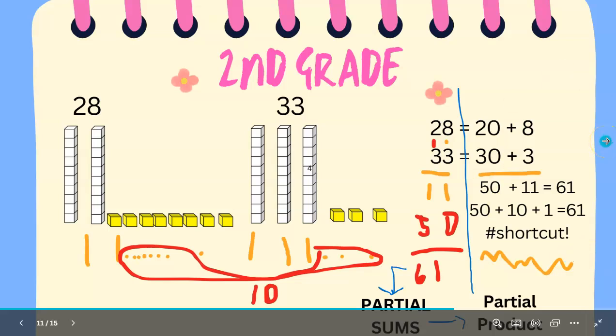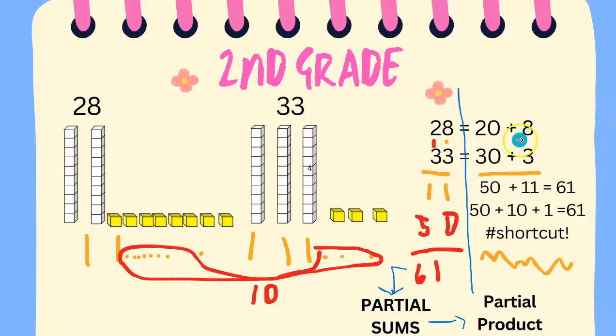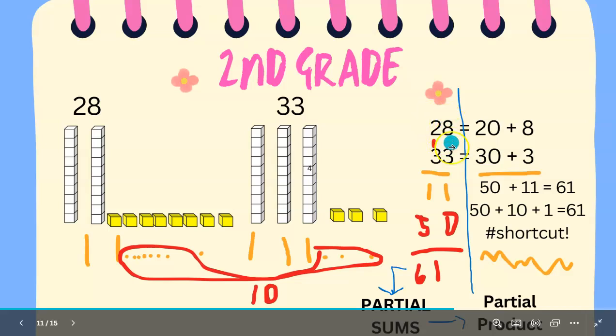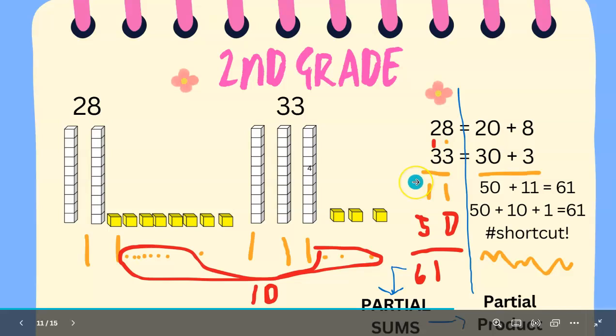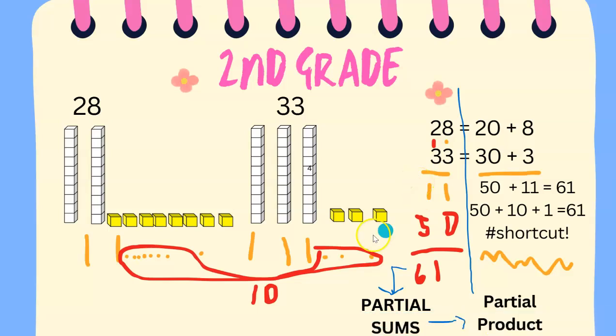So 28 becomes 20 plus 8, 33 becomes 30 plus 3, and then we just add down: 8 plus 3, 11, 20 plus 30, 50, so we can easily see that's 61. Or we can also do 50 plus 10 plus 1 equals 61, which is a shortcut. And for partial sums, it's 28 plus 33. We just add it down as we did on the other side. So 8 plus 3, 11, 20 plus 30, 50, 61. Don't forget about place values, as they're very important.